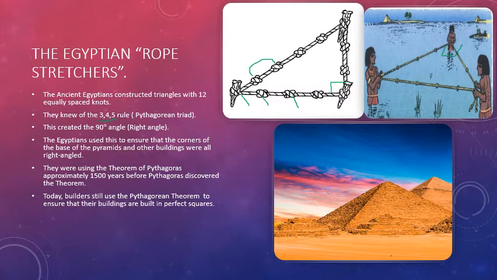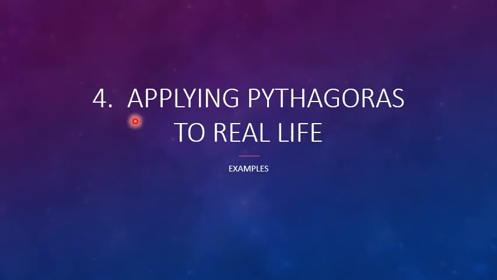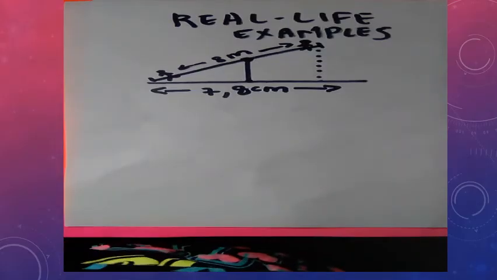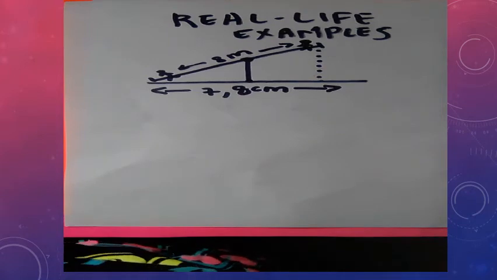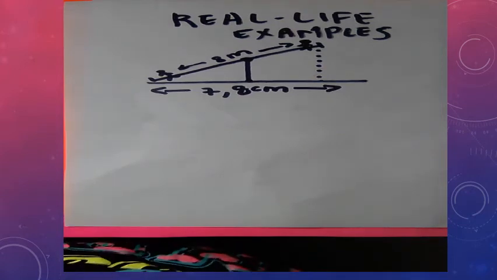They were using the Theorem of Pythagoras approximately 1,500 years before Pythagoras actually discovered the theorem. And today, builders still use the Pythagorean theorem to ensure that their buildings are built in perfect squares. Let's apply Pythagoras to real life by looking at some real life examples of the Theorem of Pythagoras.